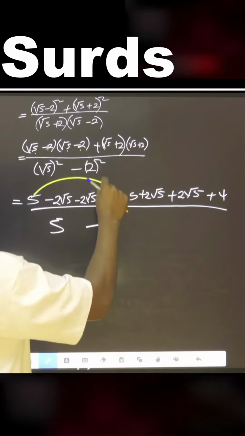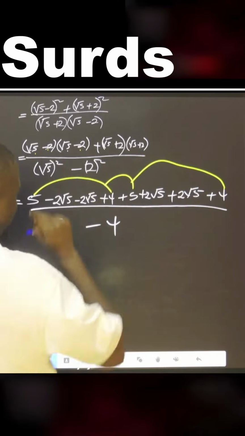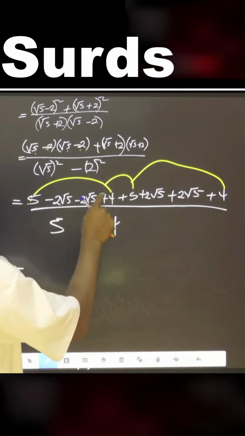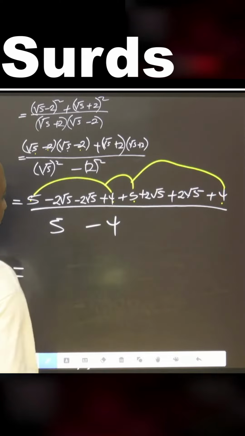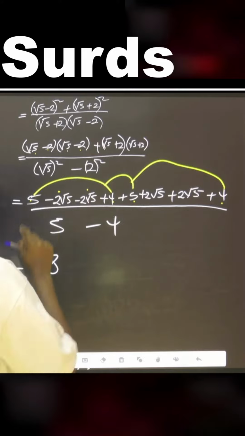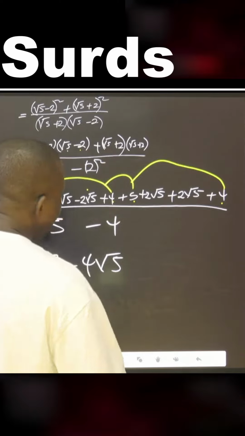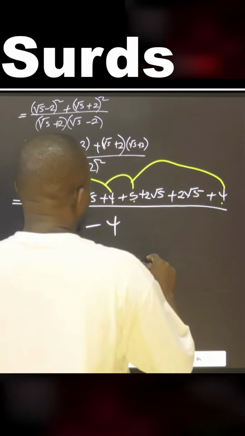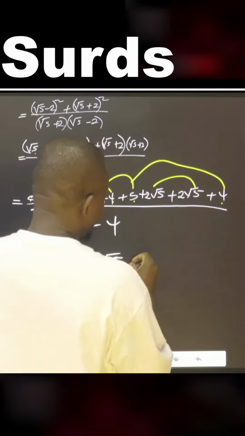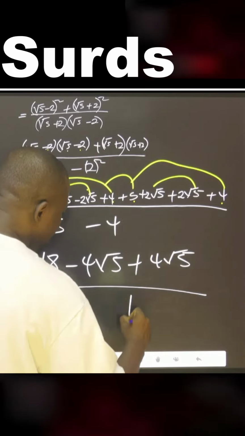Now, let's add them together. This and this and this will give us what? You agree with me? This and this will give us 18. This and this will give us minus 4 square root of 5, while this is plus 4 square root of 5, all over 1.